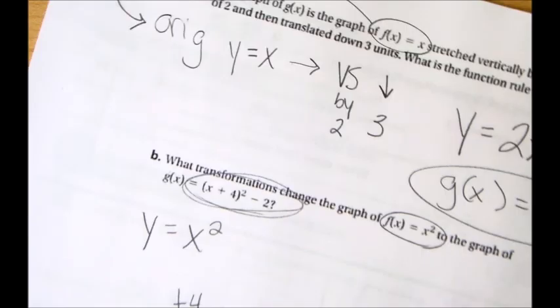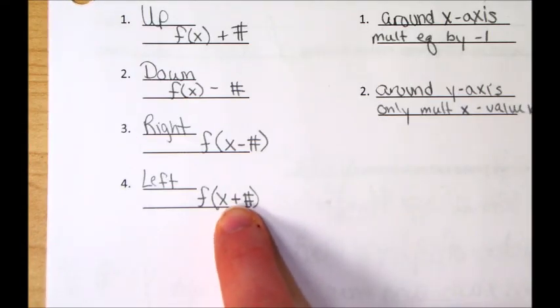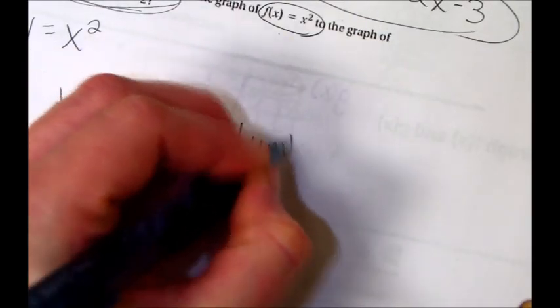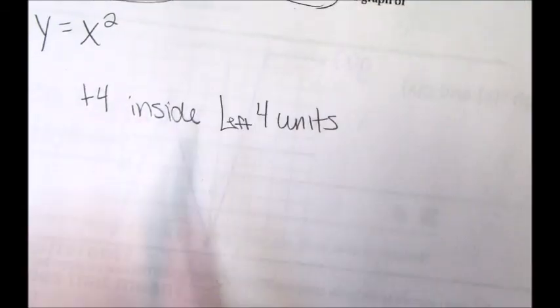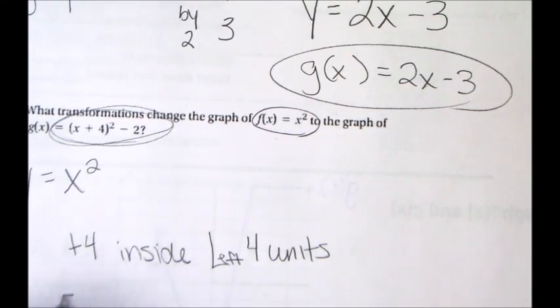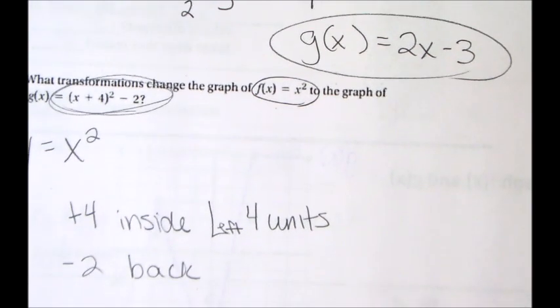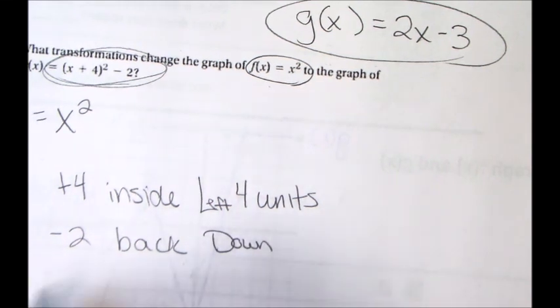Well, a plus 4 on the inside, oh, look at this convenient cheat sheet right here. A plus 4 on the inside means it moves to the left. All right, left 4 units. Oh, that was kind of lazy, huh? There, left 4 units. What do you guys think the minus 2 in the back does? I always find these ones the easiest ones to do. When you add a minus 2 in the back, that's just going to move it down 2 units.